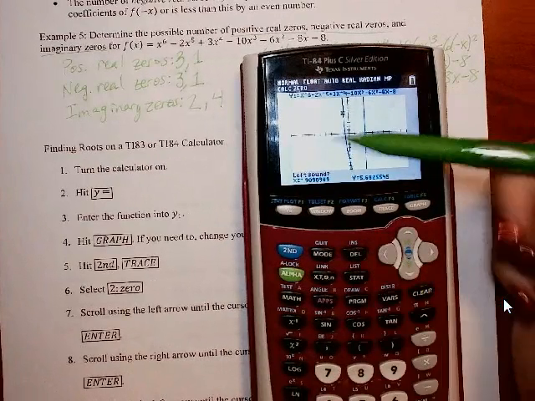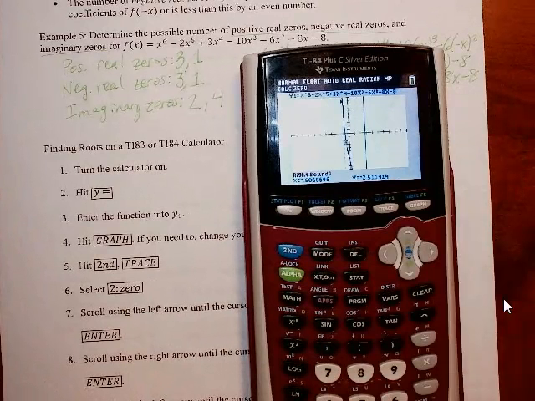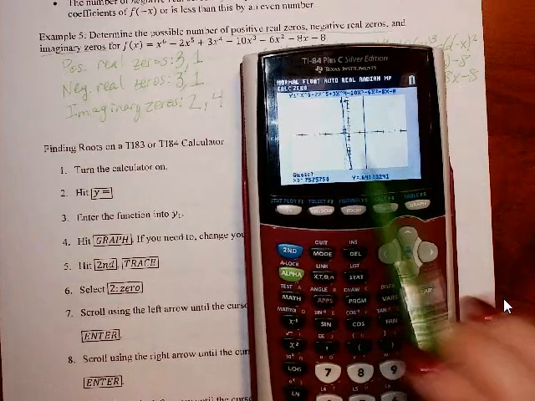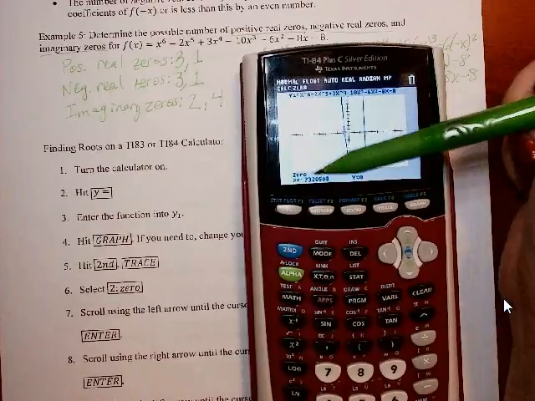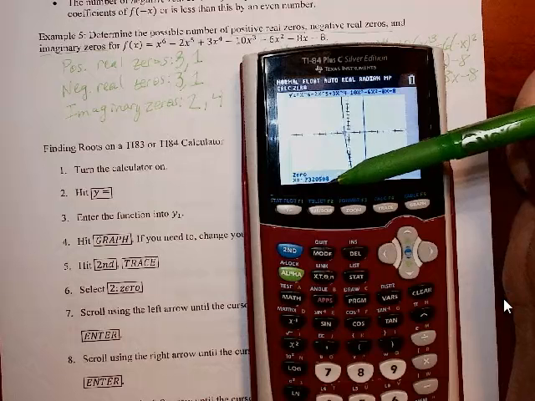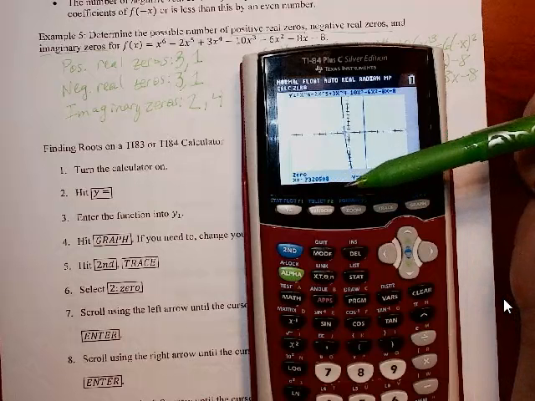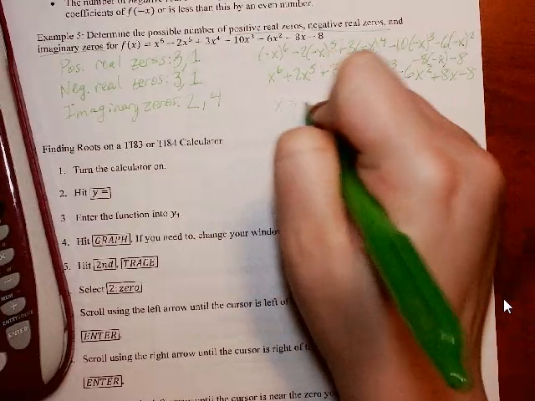And I hit enter. And then I'm going to scroll right until I'm past that 0. Hit enter. And then I try to get as close as I can. And hit enter. And at the bottom I see 0 is negative 0.732. So I get x equals negative 0.732.